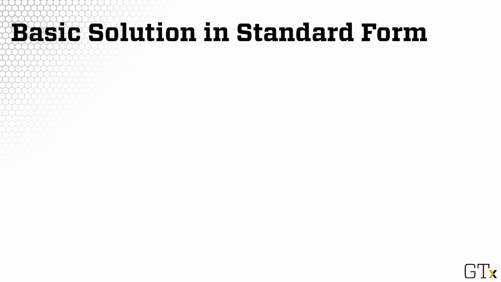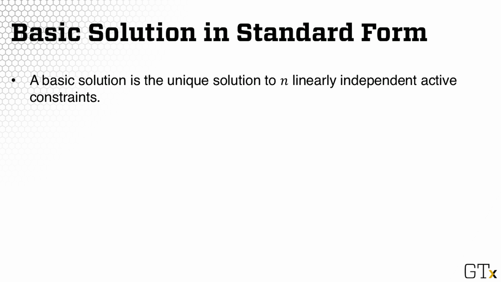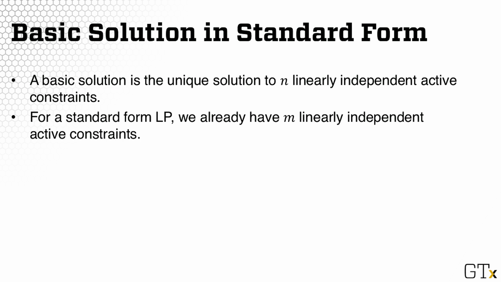So what is a basic solution in standard form? We already learned a basic solution is the unique solution to n linearly independent active constraints. n is the dimension of the variables. So that is the general definition of basic solution. The question is how to apply this to standard form LP.